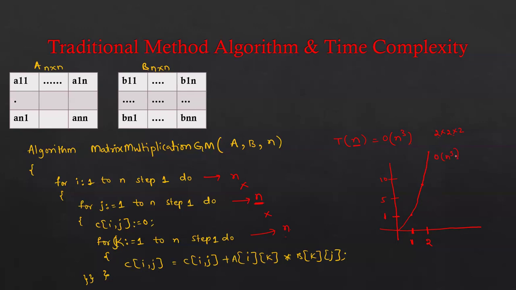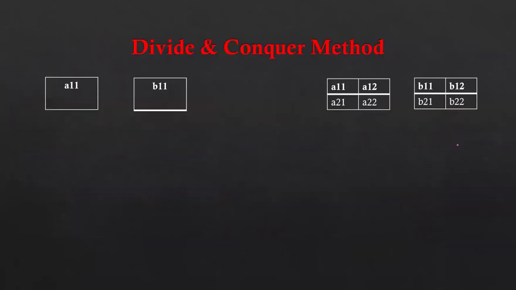Is this clear? Next, I will go for another method. So what is the time complexity of the general or traditional method of matrix multiplication? Order of n cube. Now I will go for the divide and conquer method.